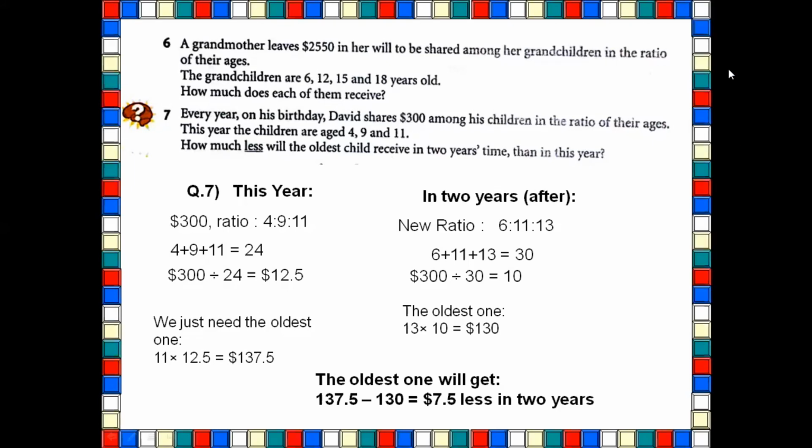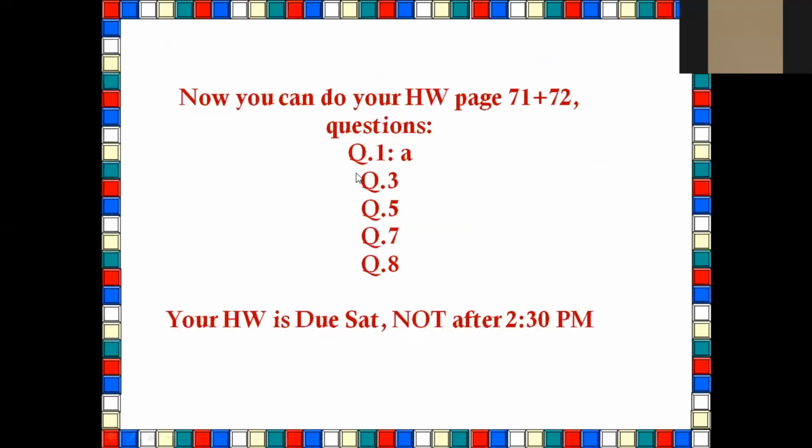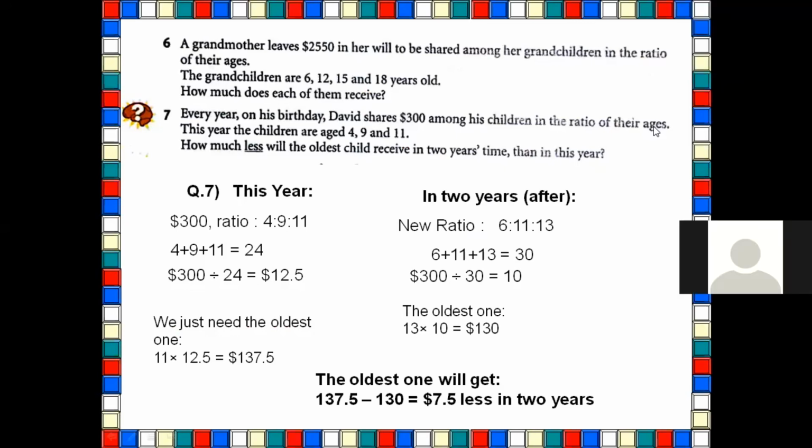Teacher, if they asked about all the children, so we have to see the ratio for all the children? Of course, if they ask about all the children, you need to work the calculation of 4 years and after 2 years, 6, and the 9 and after 2 years, and so on. Okay? Thank you. But they make it easier for you. They just ask about one person, so no need to do all the persons or all the children.